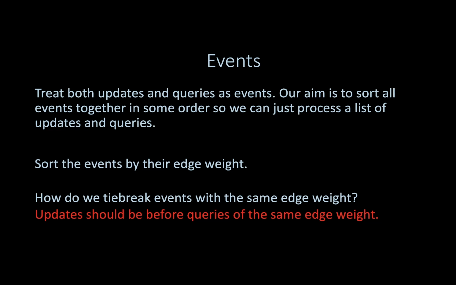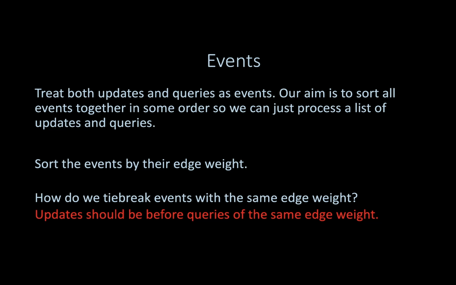Now we can do variations on these events, and this is why I like thinking about it in terms of events. It's easy to make simple modifications. So for example, if we wanted our query to only consider all edges strictly less than our y value, we would reverse the tie break and we would put queries before updates of the same edge weight. If instead in our query we wanted to consider all edges greater than or equal to the y value instead of less than or equal to, then we just reverse the sort. We would sort everything in descending order.